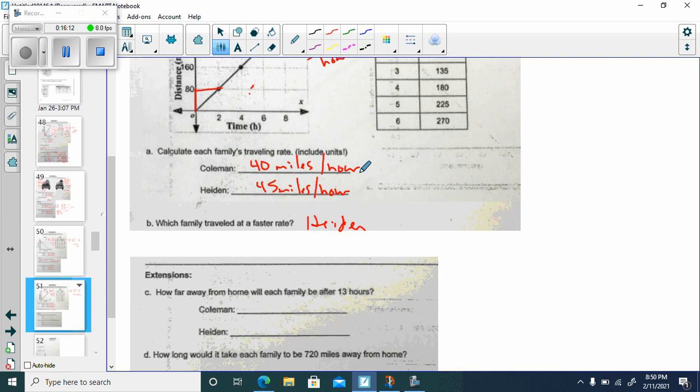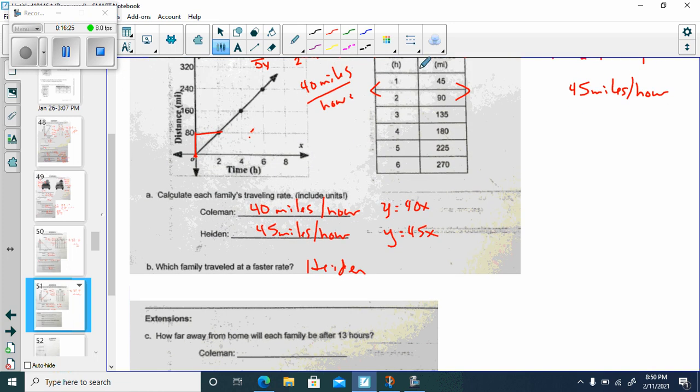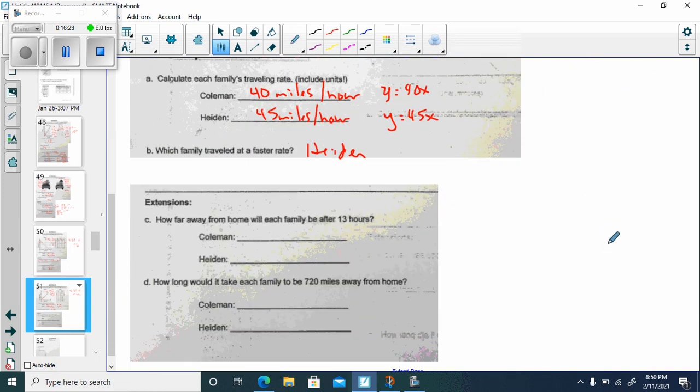How far away from home will each family be after 13 hours? Okay, well, here our equation, y is equal to 40x plus 0, because they're starting at 0. This one's y is equal to 45x plus, and if you go back, at 0 hours, you're at 0 miles.